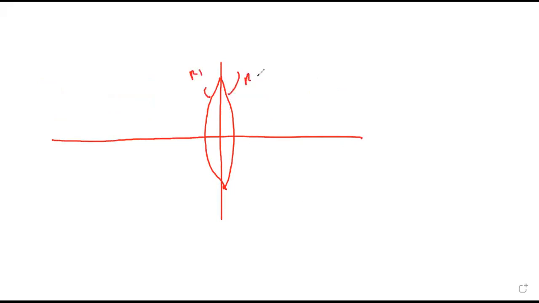Consider a lens made up of two surfaces having radius of curvature R1, R2, refractive index mu, thickness t, situated in air. Let O be the point object at a distance u from the first spherical surface. Draw ray OP, it emerges out without any deviation. Ray OA undergoes refraction and follows path AB. Produce BA and PO to meet at point I dash.